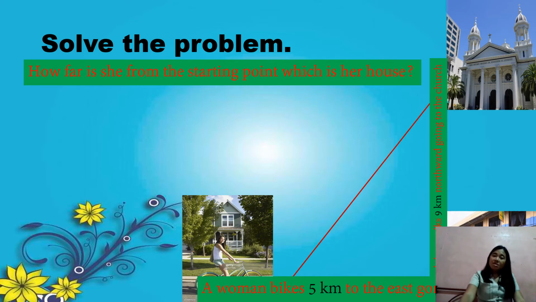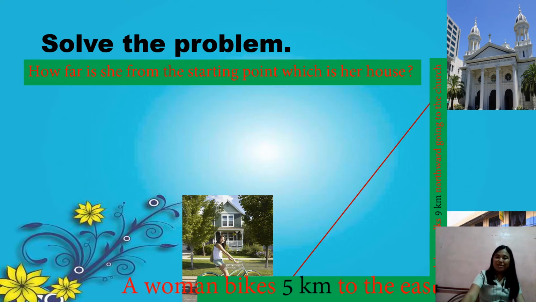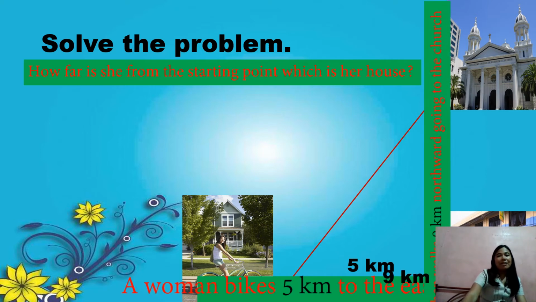Since we have a right triangle, we need to put the given in the right triangle. The given says 5 kilometers to the east going to school, so we have 5 kilometers on the horizontal, and then going to the church northward, that must be 9 kilometers. So we now have the given of 5 and 9 in the figure. It is a right triangle.